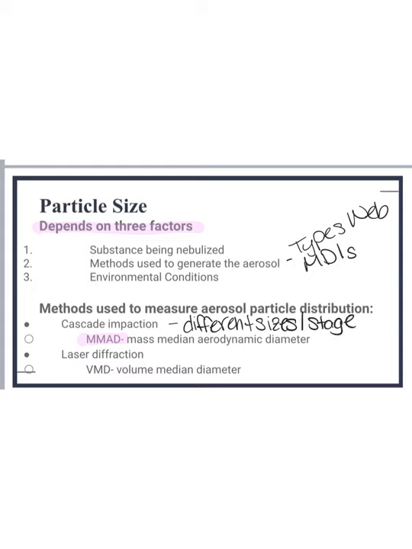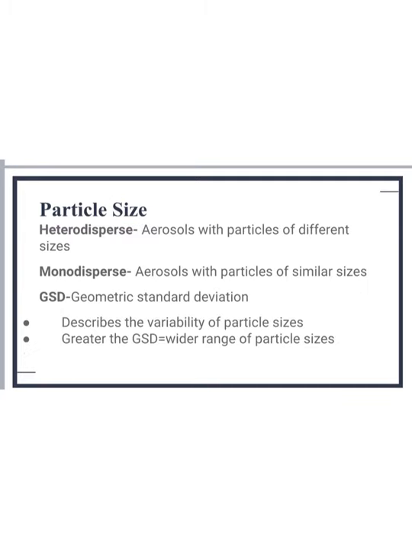And then you have laser diffraction, and this is going to measure the volume median diameter. What this does is this is a computer that estimates the range and frequency from the drug crossing a laser beam. So it's going to estimate the range. The range is particle sizes. And the frequency is how often you're getting these particle sizes.